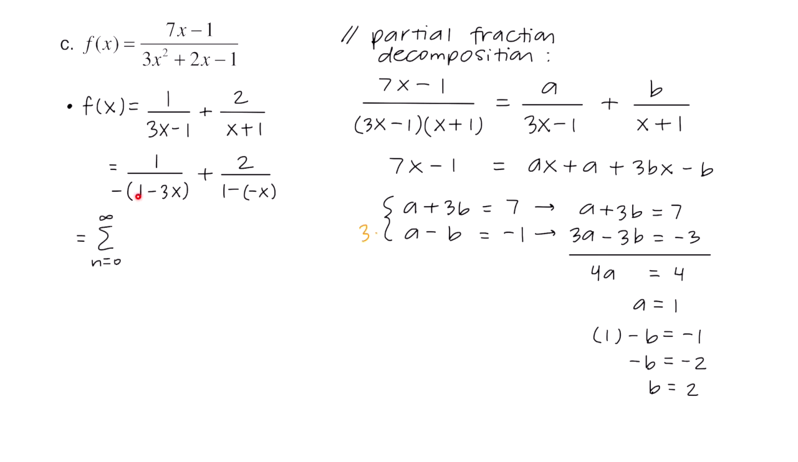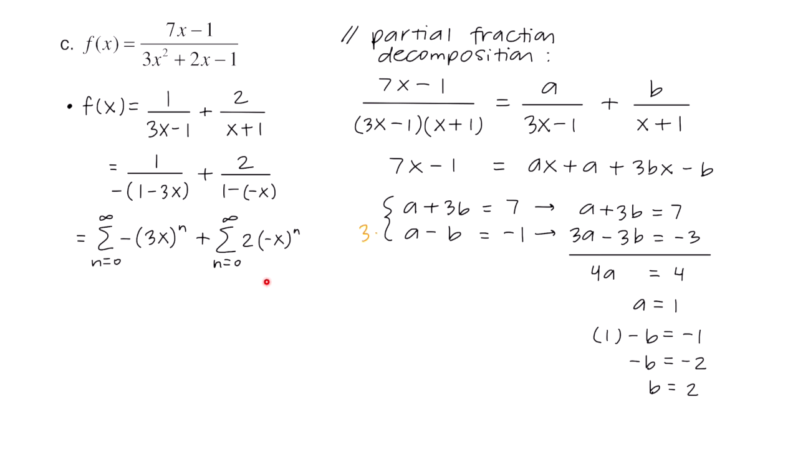So we have 1 over 1 minus and then 3x. So 3x is what we're going to put inside the sigma and raise it to the power of n. And then I'm also going to bring this negative and move it in right there. And then we're going to do the same with this. I'm just going to leave this 2 on the inside of sigma. And this says 1 minus and then negative x. So negative x is what we're going to raise to the power of n.